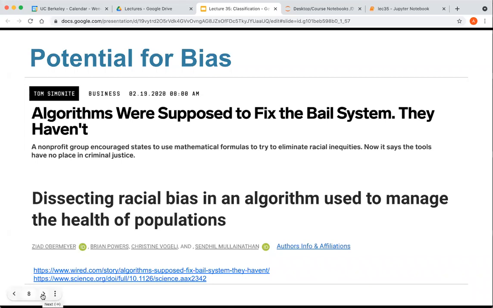Okay, so the message here is these methods are very powerful, but with great power comes great responsibility. And we have to use the methods ethically and understand the innards of what they're doing.